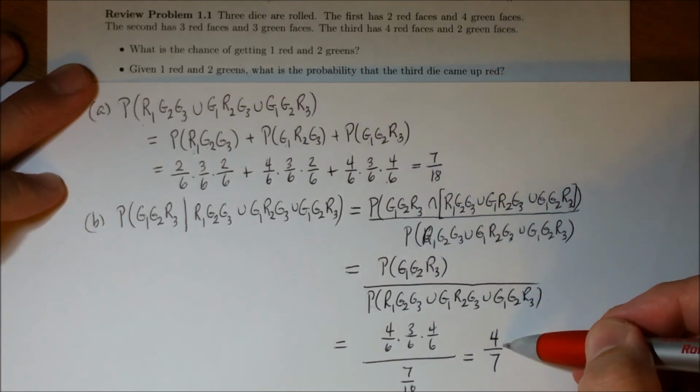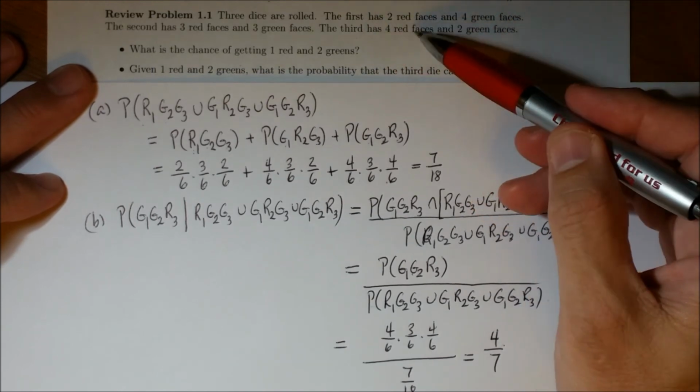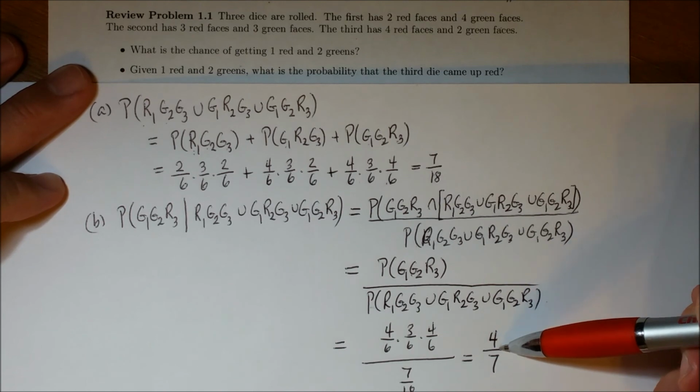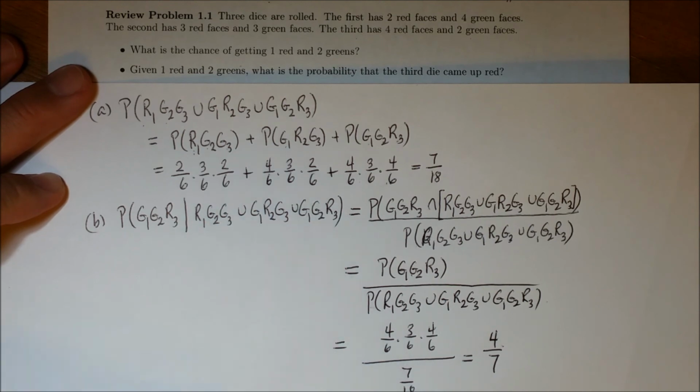And we get an answer that's bigger than a half, and if we think about it, it makes sense because the third one has the most possibilities of being red, so it stands to reason that this one ought to be the larger if I were to do the same kind of calculation with either the first or the second terms.